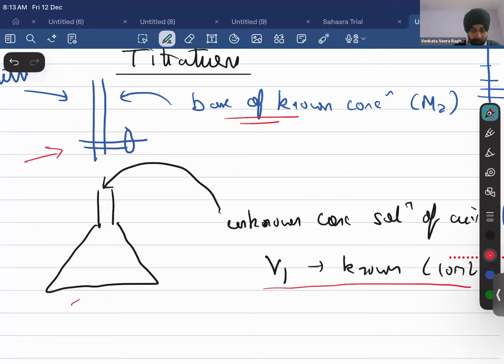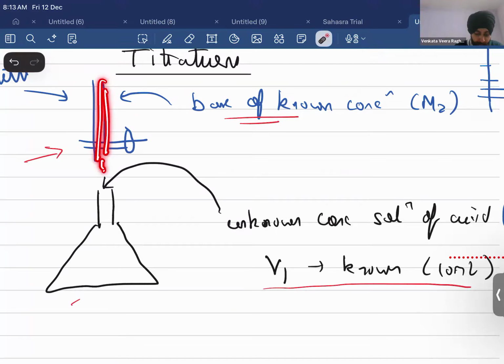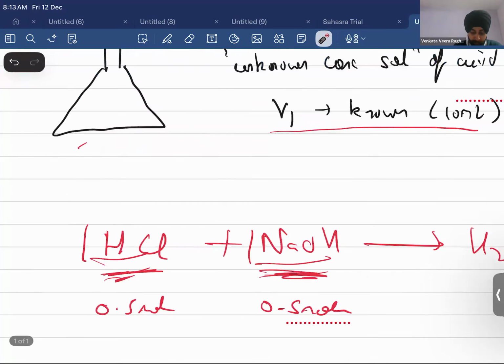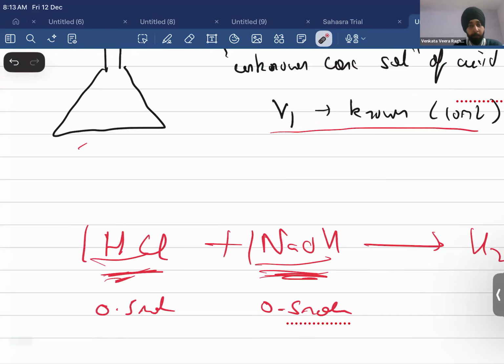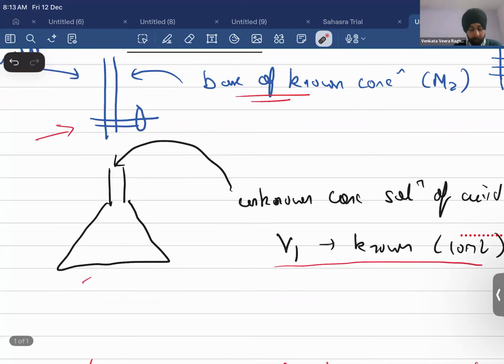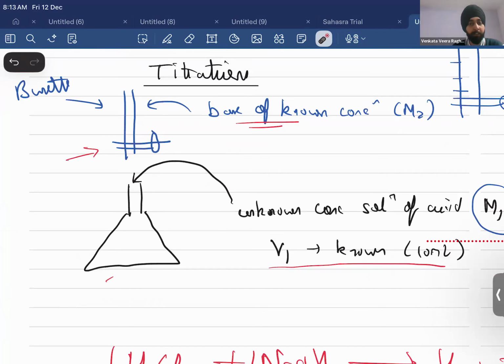See, I am adding my base continuously from the burette. It is coming drop by drop, and there is already HCl solution over here in the flask. Till what volume of base shall I add? We have to add the base till the reaction is completed. But who will tell me, or when will I know, that my reaction is completed?